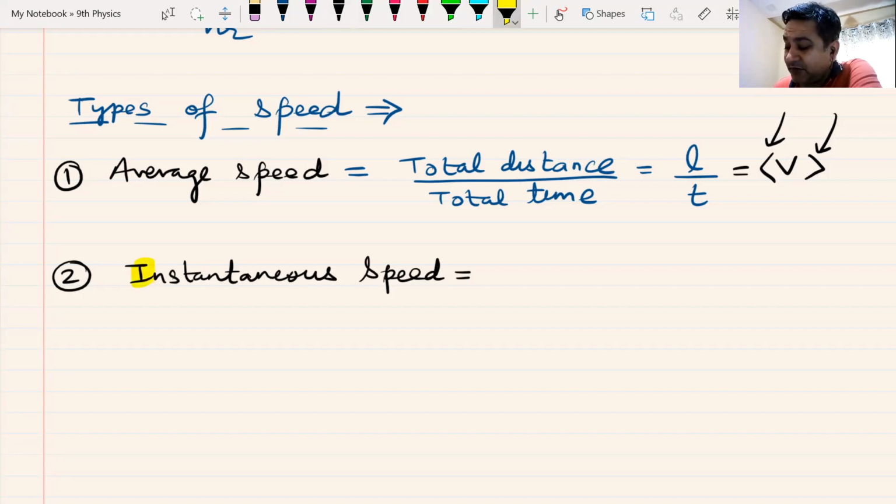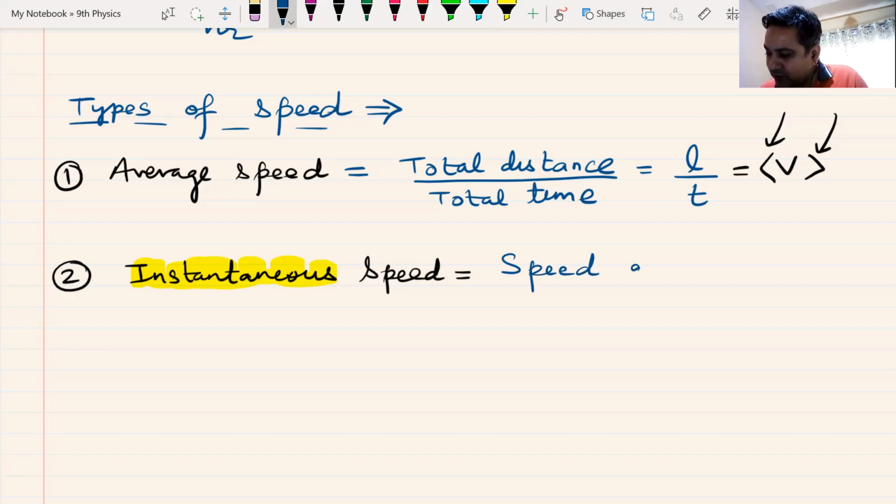The meaning of the word instantaneous is at this moment, at this time, right now, at 5 o'clock, at 2 p.m., at 5 seconds, after 3 hours. That moment. Instant means moment. Instantaneous means your speed at any moment or any instant. Are you getting me, everyone?